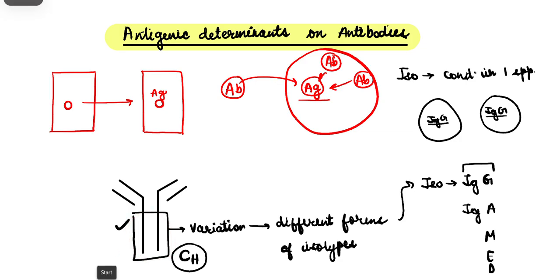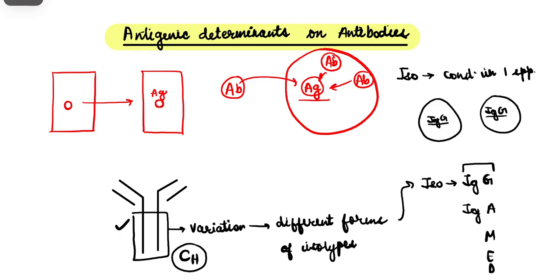So isotype is one of the criteria through which we can say that the two of them are identical if they have a similar kind of constant heavy region. Please remember, IgG and IgA are not the isotypes of each other, they are different isotypes. IgA and IgA will be the same isotype, but IgG and IgA cannot be the same isotype. So this is one isotype, this is another isotype, this is another isotype, and so on.